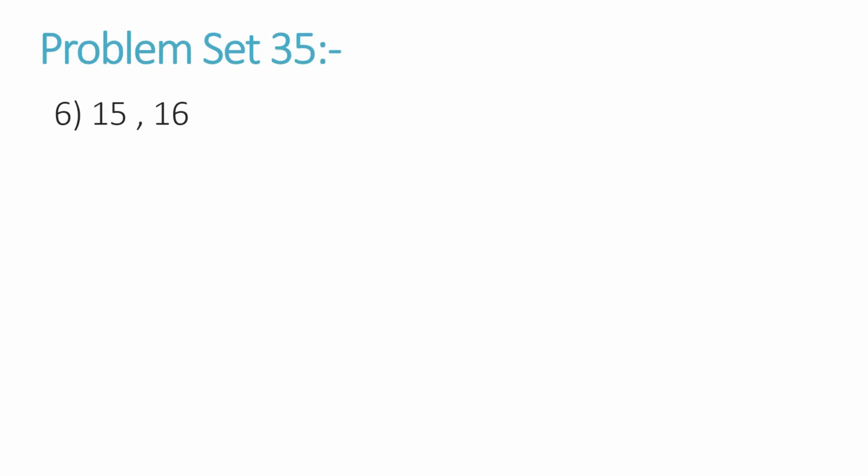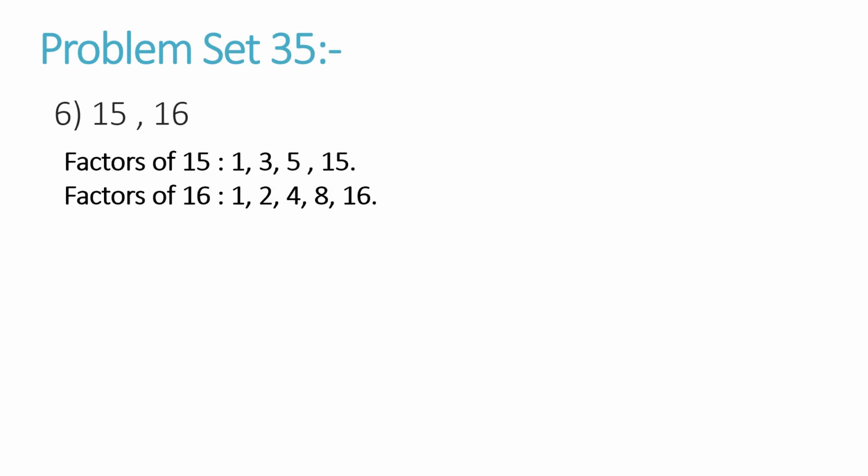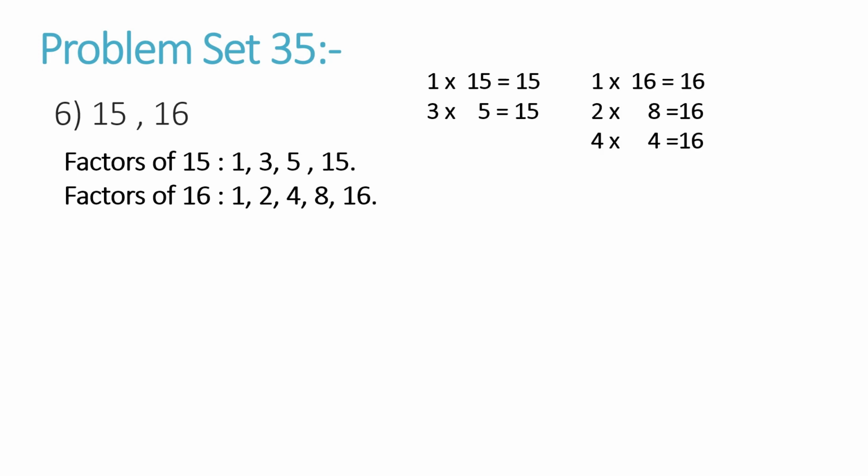Now let us solve the sixth sum, 15 and 16. First find the factors of 15. 1 into 15 is 15, 3 into 5 is 15, 5 into 3 is 15 and 15 into 1 is 15. So all the factors you are getting here. Now find the factors of 16. 1 into 16 is 16, 2 into 8 is 16 and 4 into 4 is 16. Here 4 is repeating twice, so you have to write it only once.